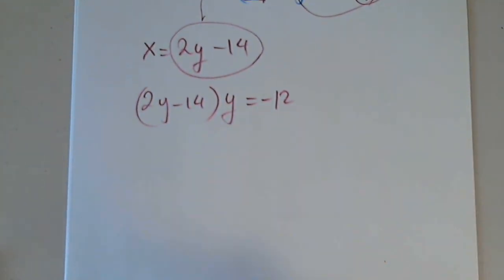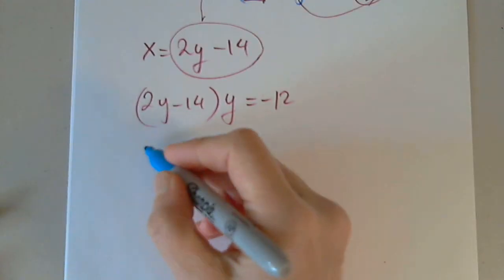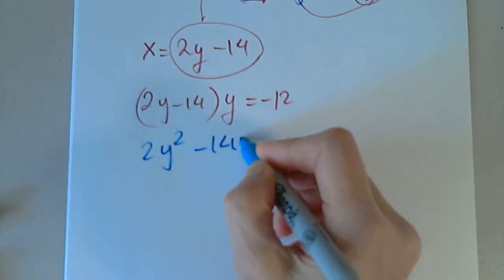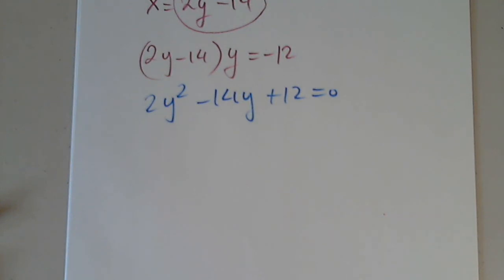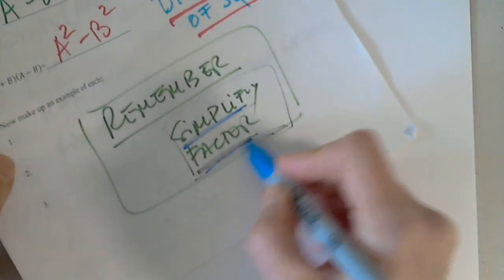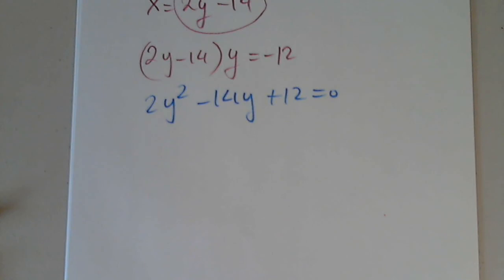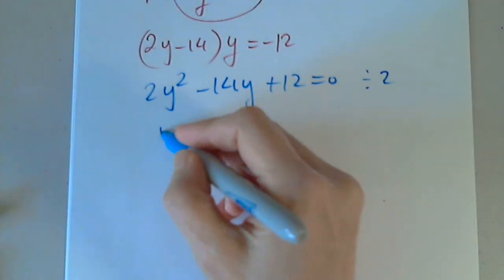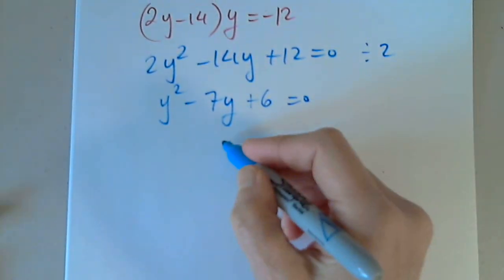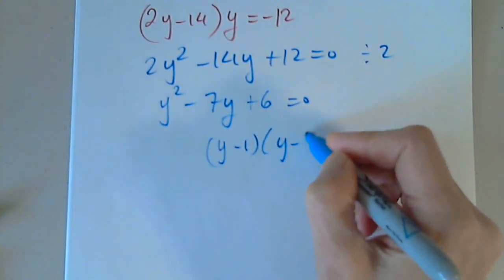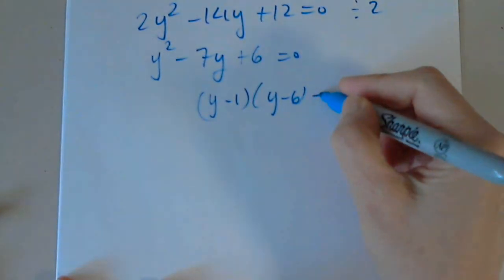I know how to solve this. I have to distribute, move everything to one side because it's quadratic, and solve. So this is 2y squared minus 14y plus 12 equals 0. You know me. I will divide immediately by 2. Y squared minus 7y plus 6 equals 0. I will factor: y minus 1, y minus 6 equals 0.